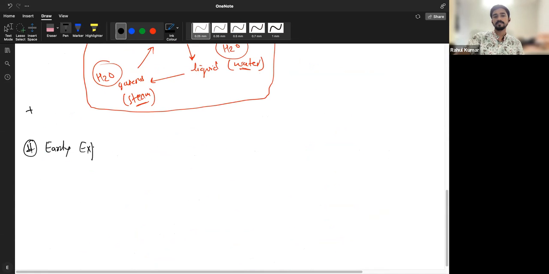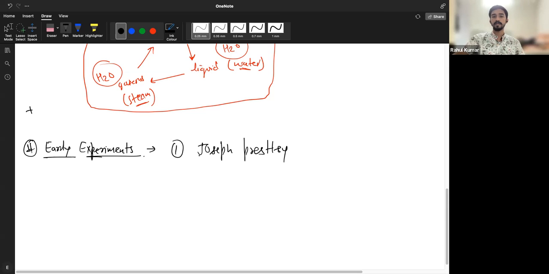So these experiments can be asked both in entrances and in boards. So first you have to remember is Joseph Priestley. He was as smart as all of you are. He wanted to figure out very early, back in 1770, in the 18th century, that there is something that plants release that is very, very important for life.